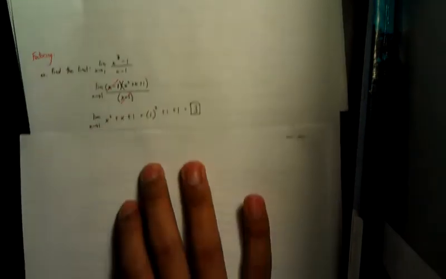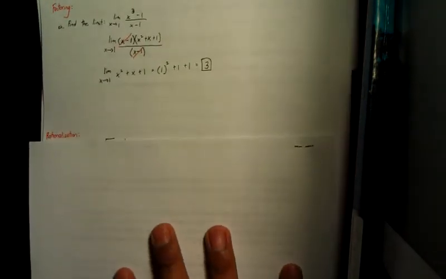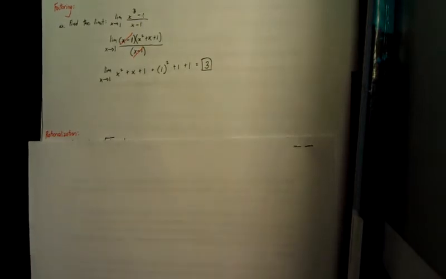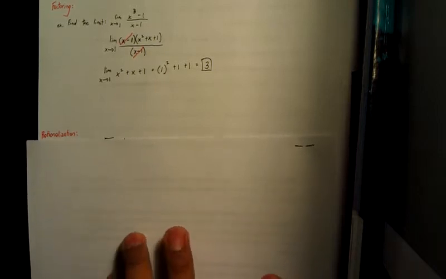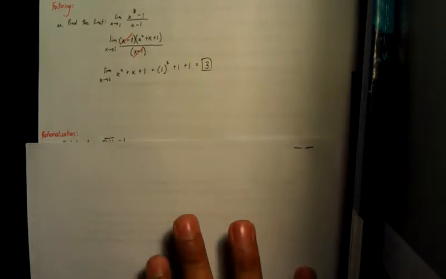The third method is rationalization, and you're likely going to do this when you have to find the limit of a function where there's a square root involved, or some sort of root. What you're going to be looking for is to multiply by the conjugate.